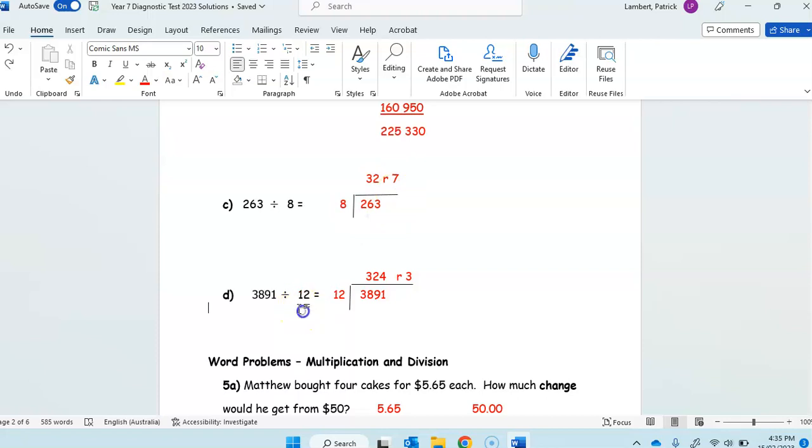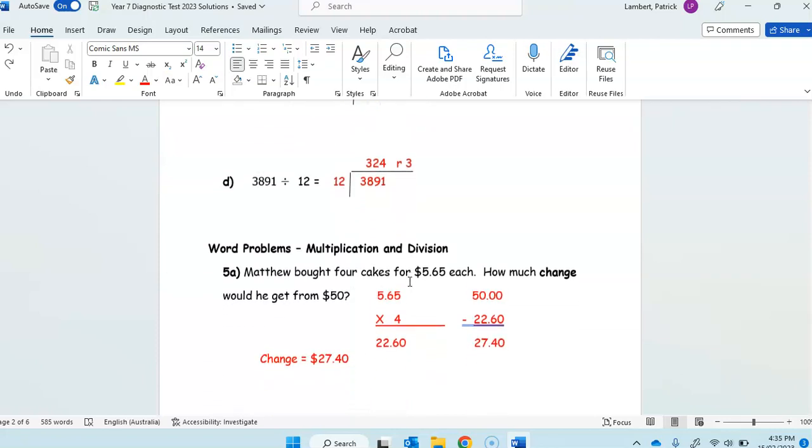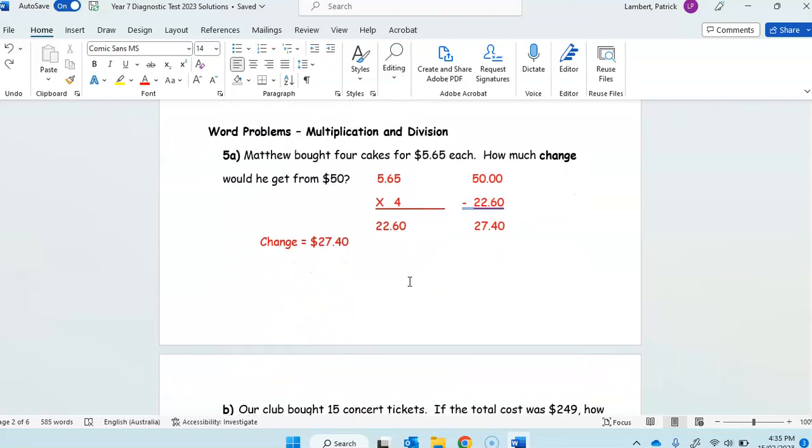And here we're dividing by a 2-digit number, still a divisor. So we lay it out the same way. 12 into 3 obviously won't go. Into 38 goes 3 times. Right, remainder 2. Into 29 goes twice, remainder 5, and into 51 that goes 4 times, 4 12s are 48, and remainder 3. And that's straightforward. Now, word problems, multiplication and division.